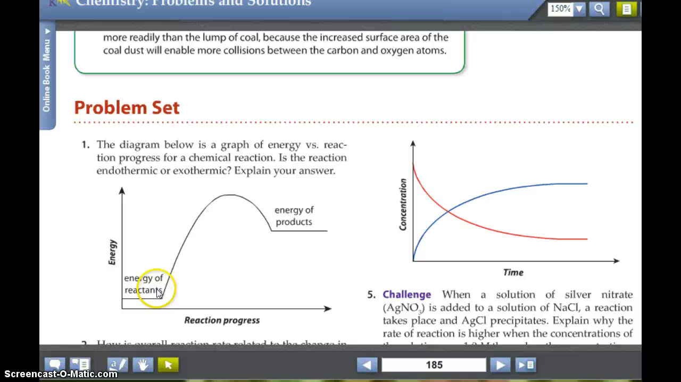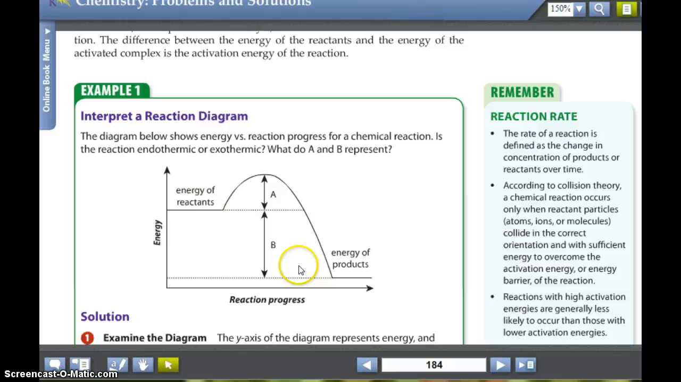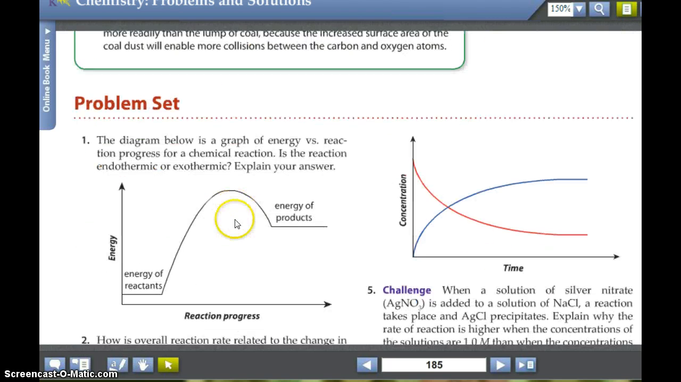Okay, here's the answer. My energy of reactants is very low. My energy of products is much higher. So I brought energy in, right? I had to increase the energy. I brought energy in, so it would be endothermic. Again, exothermic is the opposite. So exothermic is going to look like this. The products have less energy. In this example, the products have more energy.